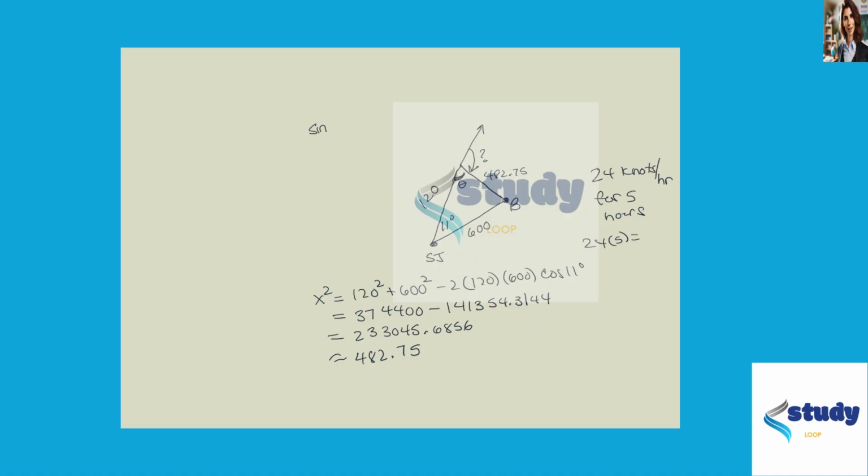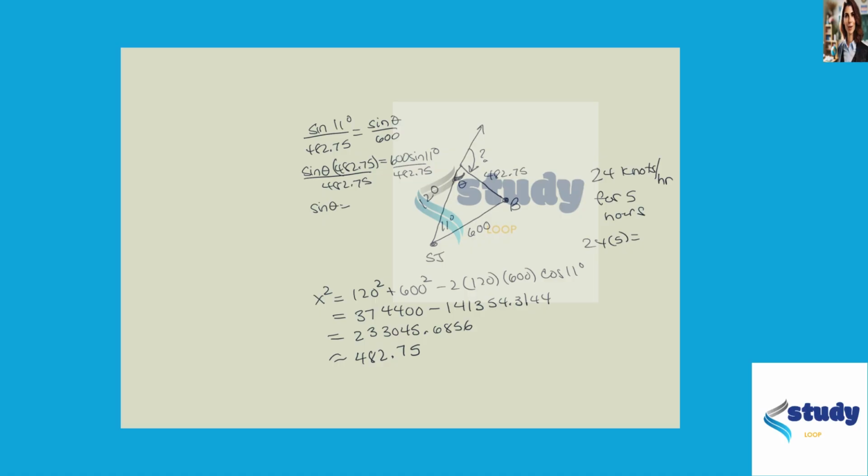The sine of 11 degrees over the side I just found, 482.75, is going to equal the sine of theta over 600. So cross multiply, and that's equal to 600 times the sine of 11, and then divide both sides. And we'll get a sine of theta decimal.